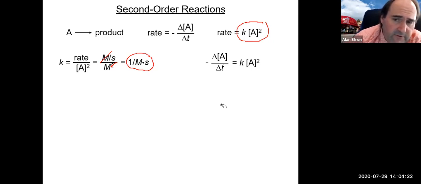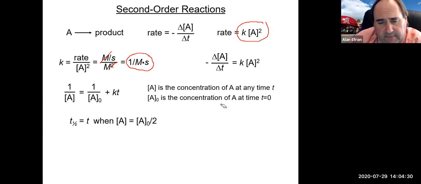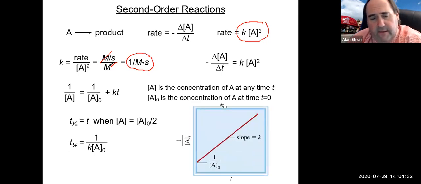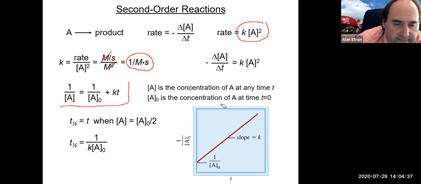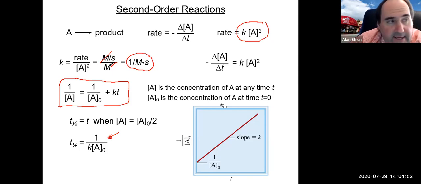Now, just like our first order, there are a couple of integrated rate laws that go with our second order reactions, and these are them right here along with our graph. So this is our concentration and time dependence equation, and that's 1 over A equals 1 over A naught plus kt. And if we solve for the half-life for a second order, we have a half-life that is 1 over k times the initial concentration of A.